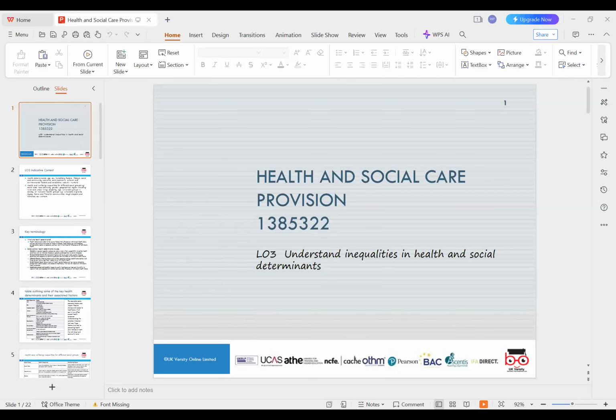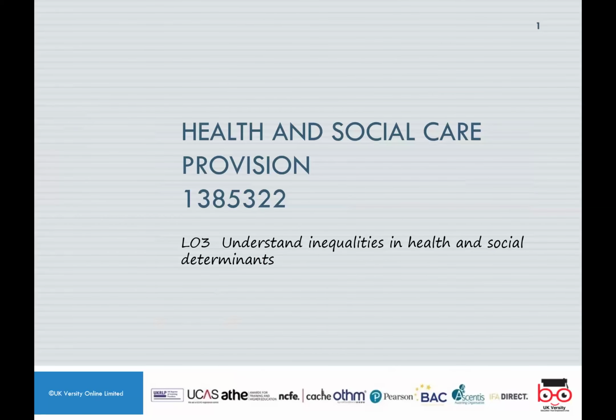So the third learning objective was to understand the inequalities in health and social determinants. We talked about different inequalities that may exist within health and social care. We talked about the reasons why these determinants exist, or these inequalities exist.